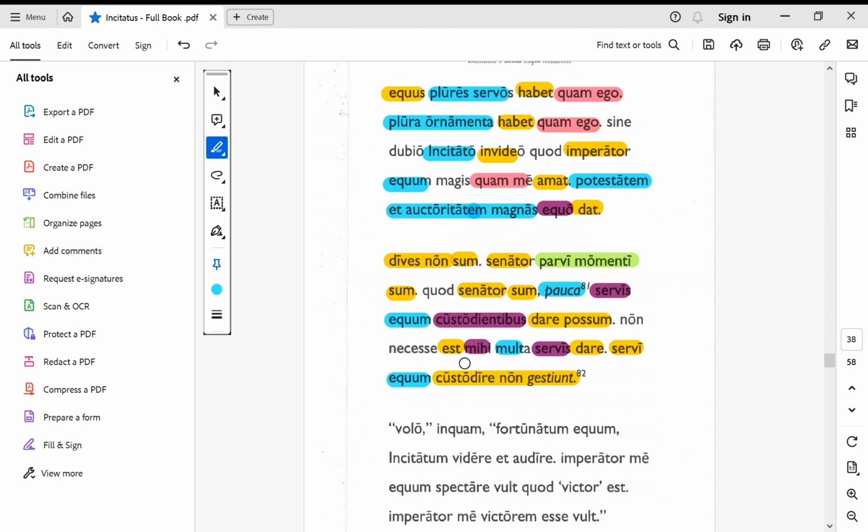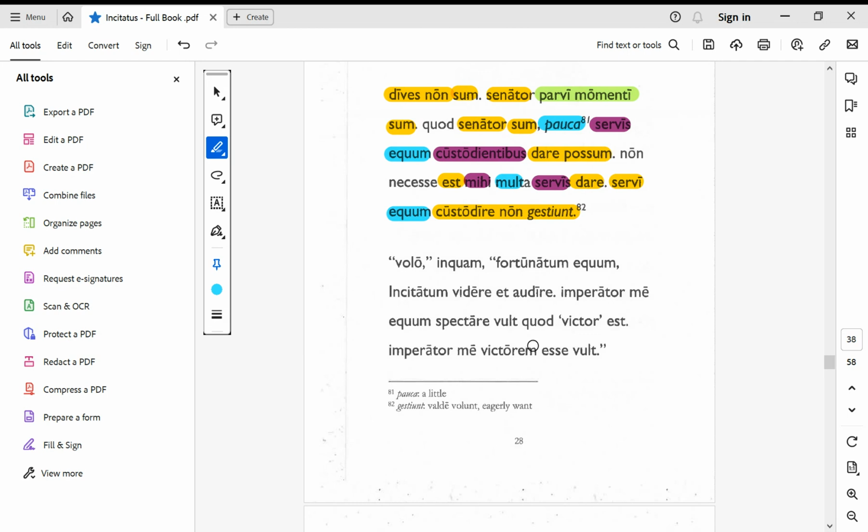Non necesse est mihi, it is not necessary for me, dare, to give, multa servis, much to the servants. Servi equum custodire non gestiunt. The servants do not really want custodire, to guard, equum, the horse.